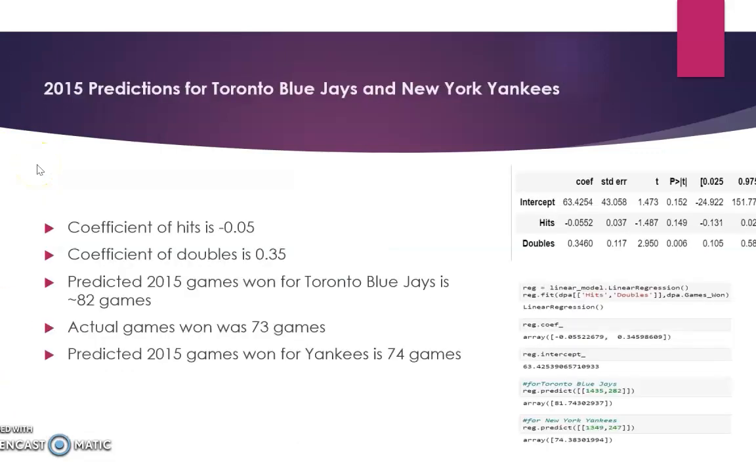For 2015, the predicted games won for Toronto Blue Jays was 82. The actual games won was 73, resulting in a root mean square error of 9. The predicted value for the New York Yankees was 74. The actual games won was 95. This gave us a root mean square error between the actual and predicted value of 21.